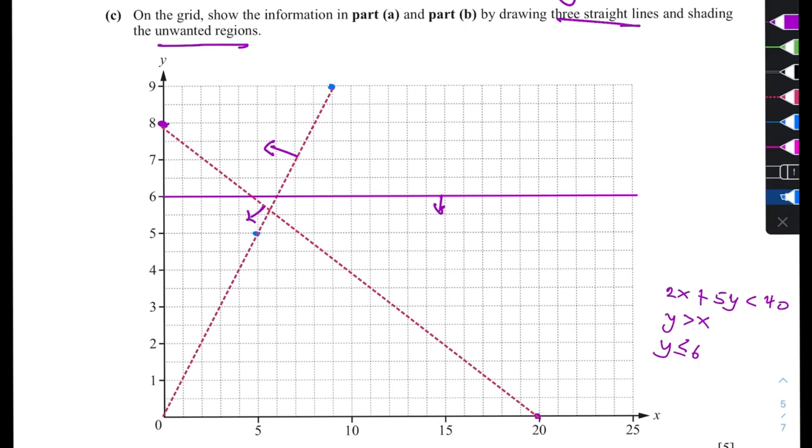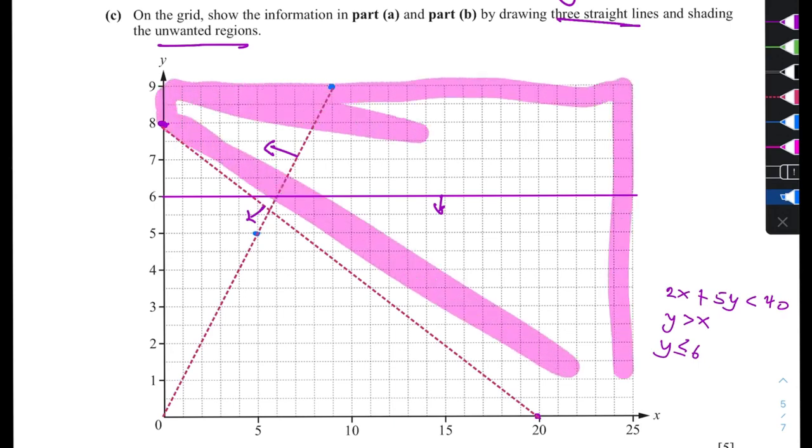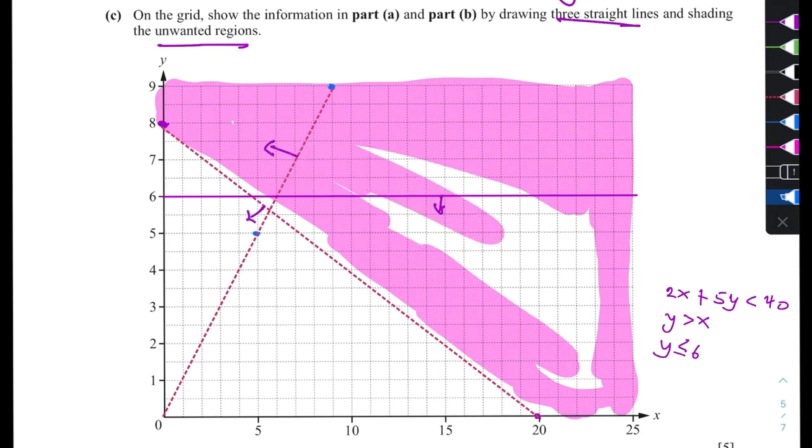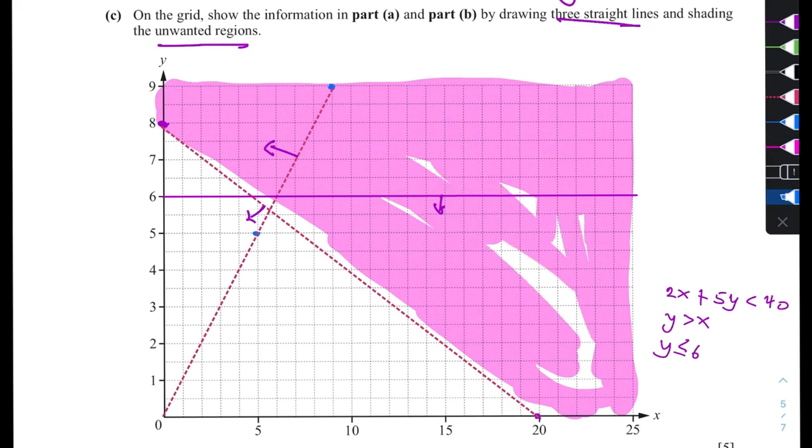How do we shade? Well, you can just take this one first, probably this line. They said the arrow is going downwards, so everything on the back we have to shade. So quickly, let's do that. Let's not waste time at all. So we are almost done shading.